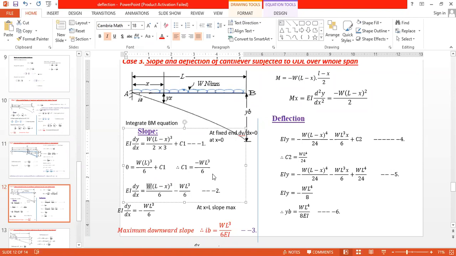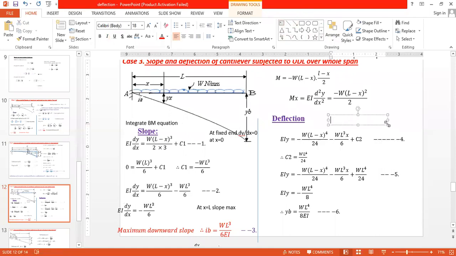So just for calculation of the deflection equation, you integrate the slope equation, and that integration is also very simple. The slope equation is equation number 2. Equation number 2 you have to integrate, and the integration of equation number 2 is equation number 4, and it is your deflection equation.